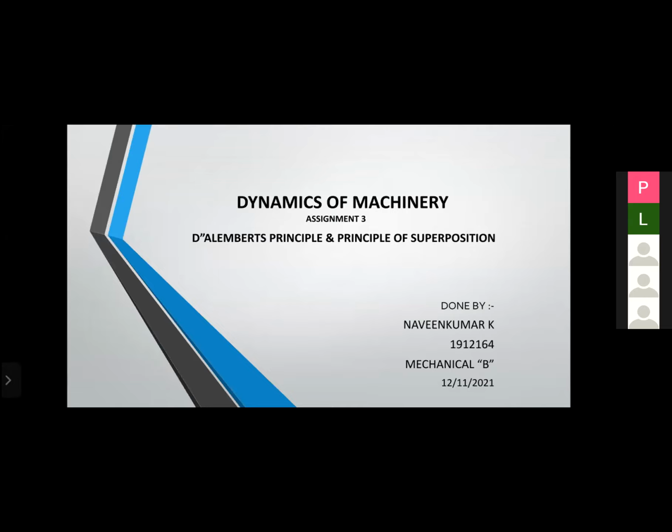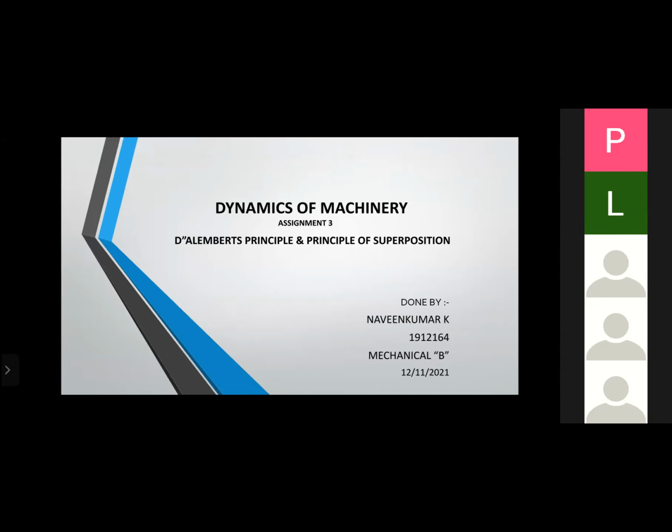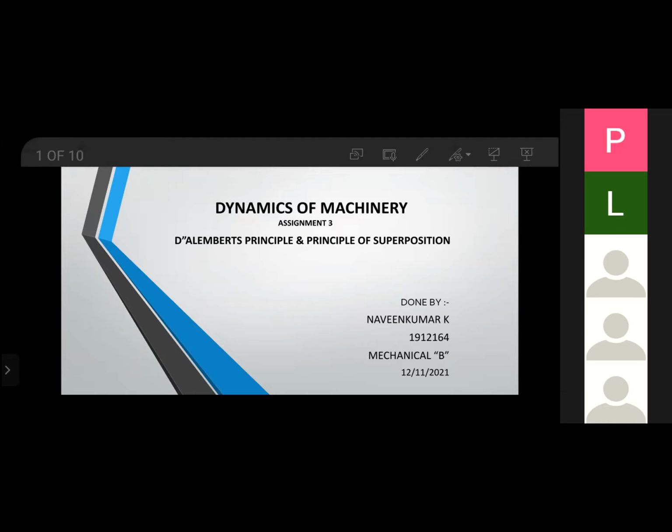Now I talk about D'Alembert's principle and the principle of superposition. The first one is D'Alembert's principle. D'Alembert's principle is also known as the Lagrange–D'Alembert principle. It is a statement of the fundamental classical laws of motion. It is an extension of the principle of virtual work from static to dynamic systems.